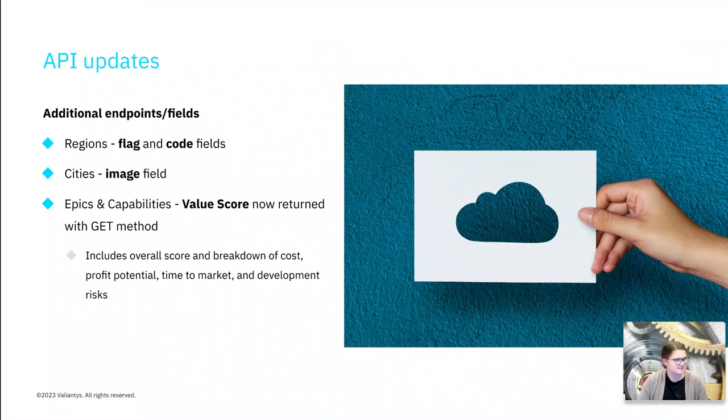Switching over to the slides for a few more updates, Atlassian continues to update the API endpoints. With our regions, we can now access the flag and code fields. With cities, we can now access the image field. And with epics and capabilities, whenever we use the get method, the value score from the value tab of those work items will now be returned. This will include the overall score as well as the breakdown of the individual fields that make up that score.